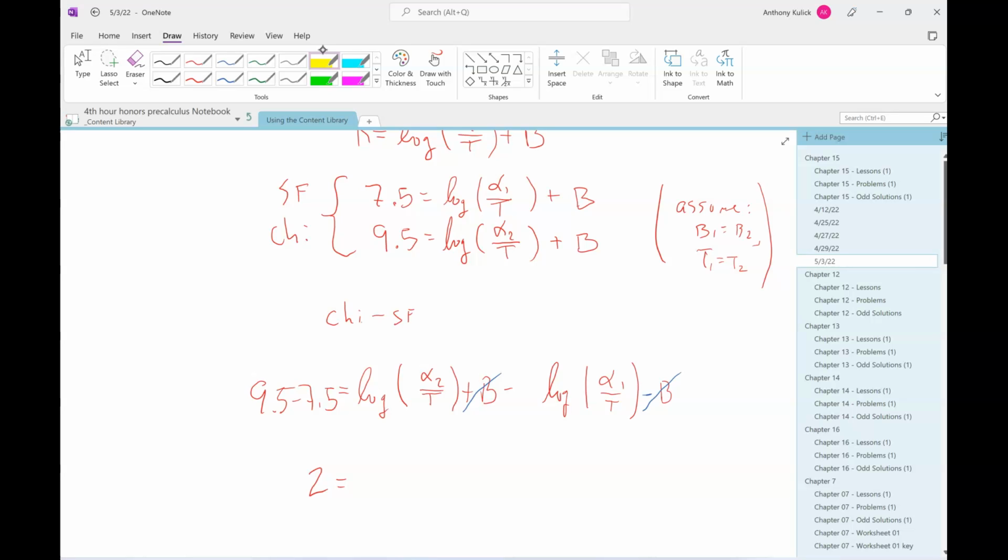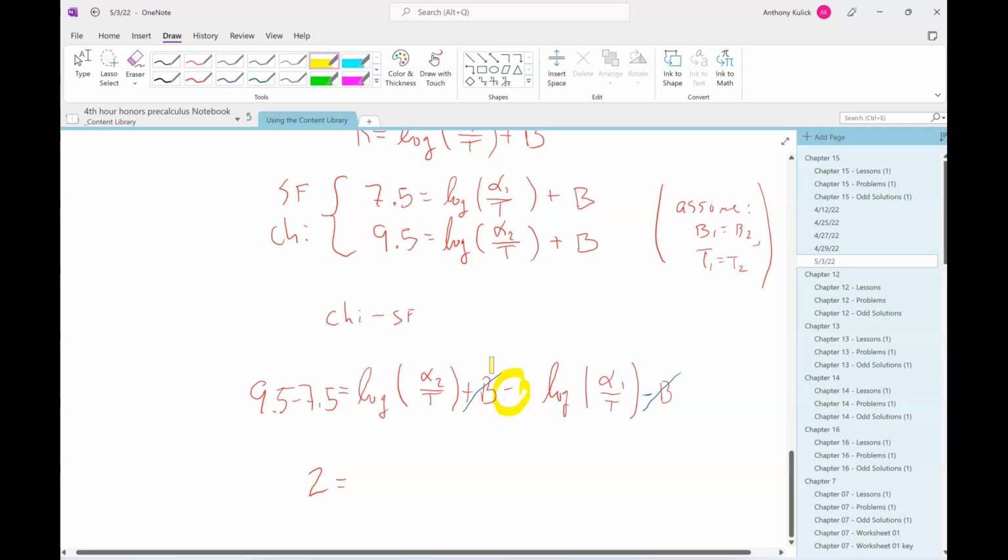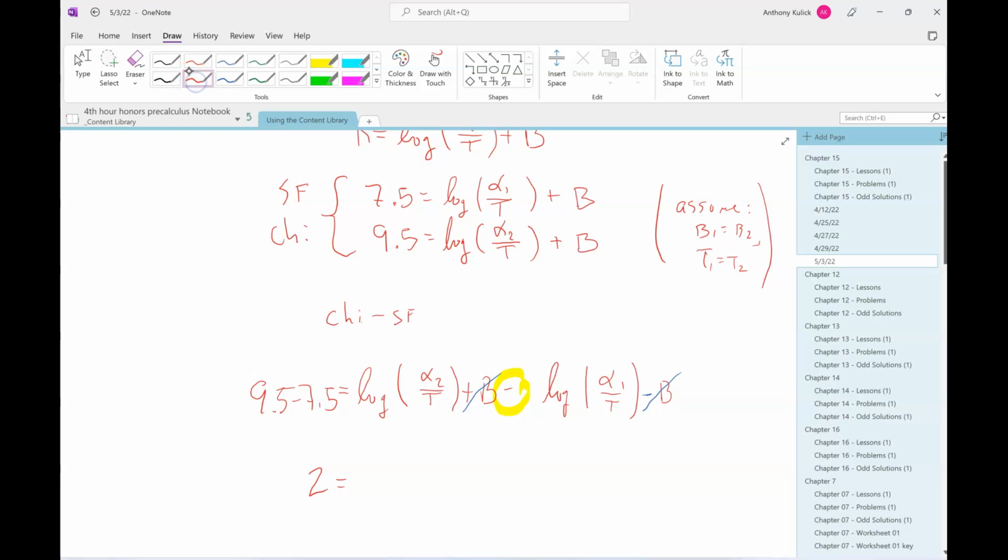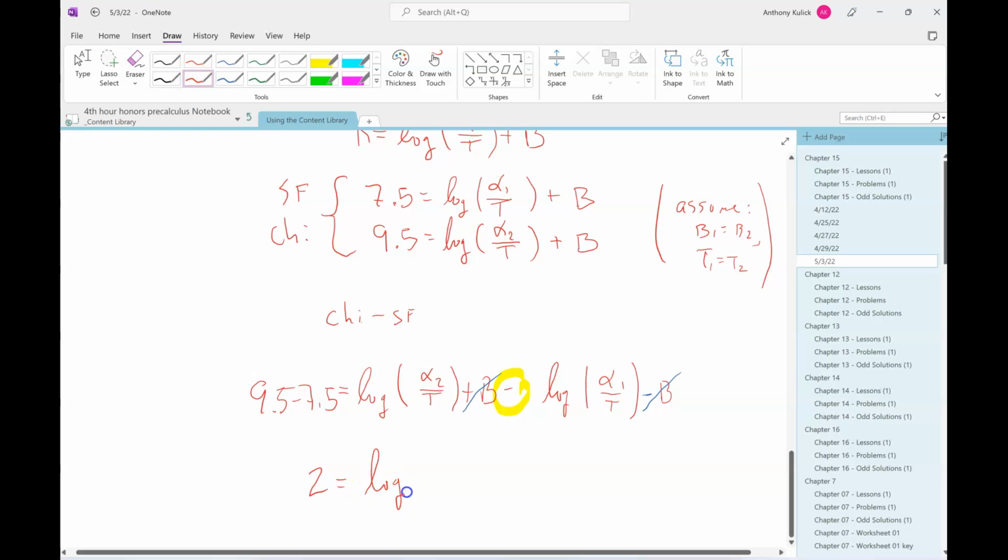Log them out. Do you use the property? Yeah, which property, in fact, would I use here if they're being subtracted? The quotient property. Very good. What you could do is use the product property, but you're adding the minus. Yeah, you could do a power and then a product, sure.